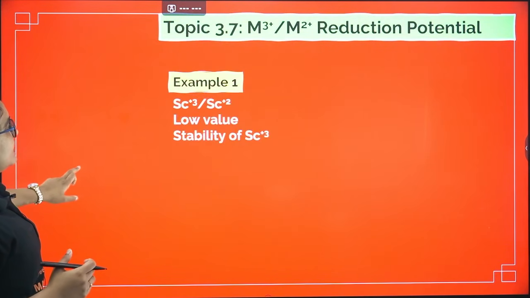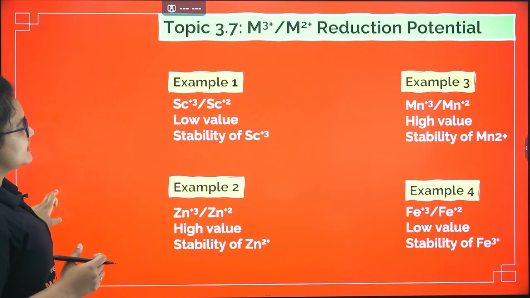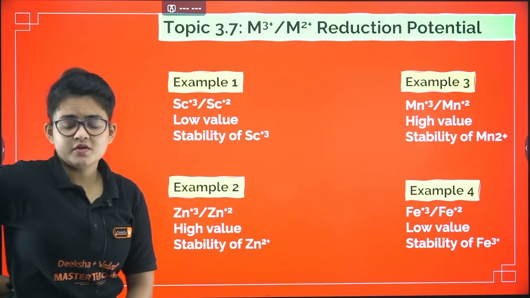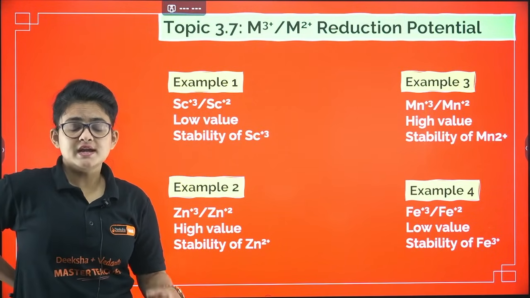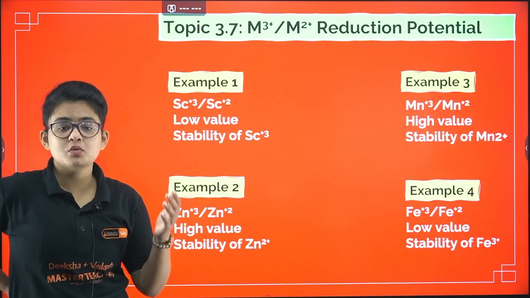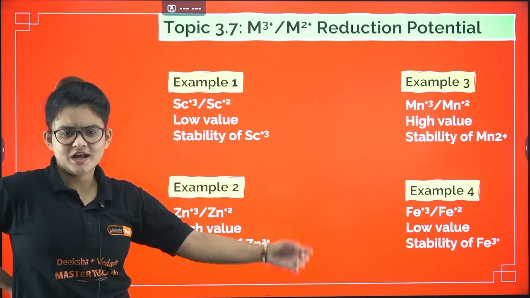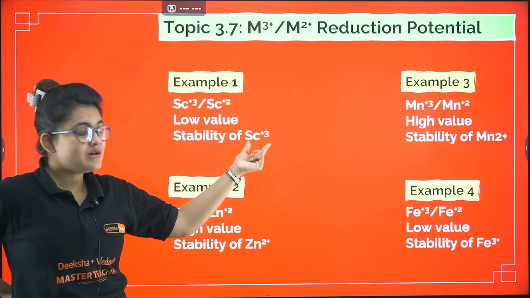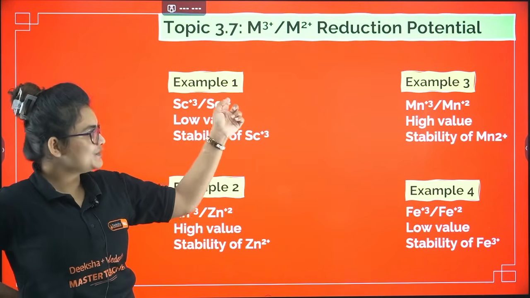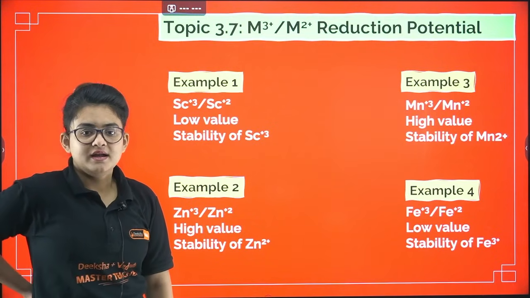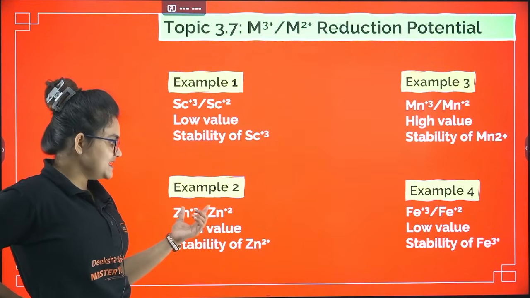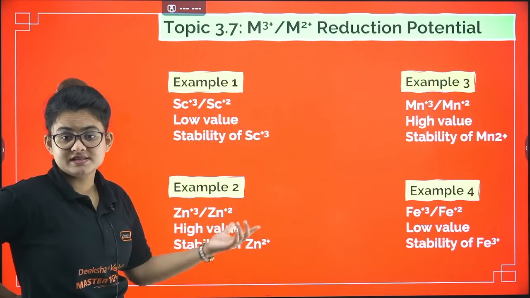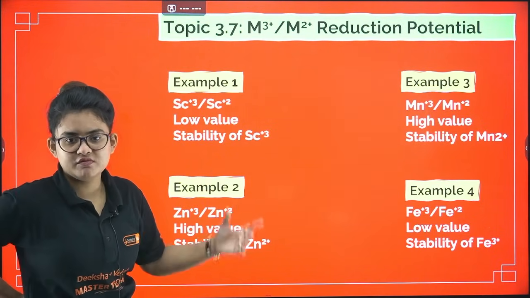Now here you can see a few examples given. Why from scandium 3+ to scandium 2+? Scandium 3+ is very stable. It has the noble gas-like configuration. That's the reason for the low value. The value is low because scandium 3+ is very stable, so it will not come to scandium 2+ easily. Right? Now if you proceed with this example, Zn3+ to Zn2+, it will come nicely. You will see a high value because Zn2+ is very stable, d10 configuration, right?